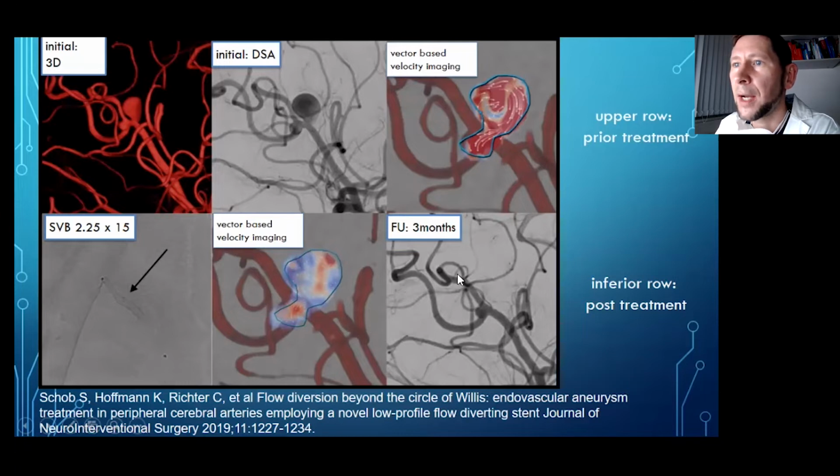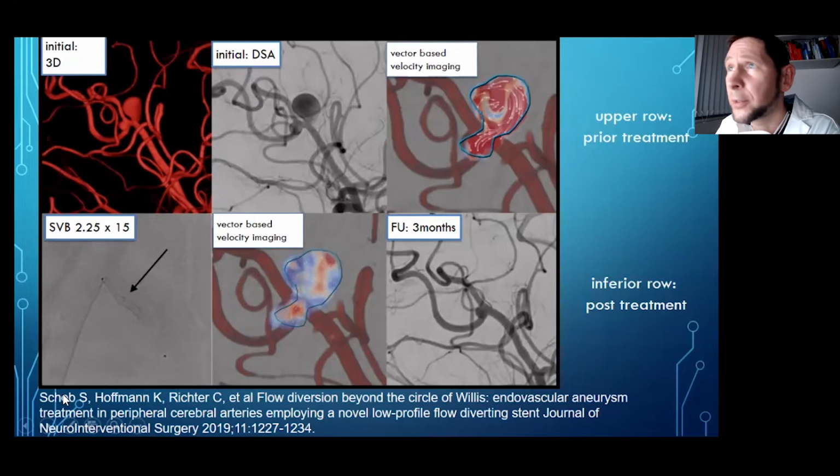At the follow-up 3 months after implantation, you can see that the larger portion of the aneurysm is already completely occluded and that there is a local angiomatosis to compensate the occlusion. The patient was asymptomatic the whole time. And also the smaller inferior portion of the aneurysm has already shrunken in size.